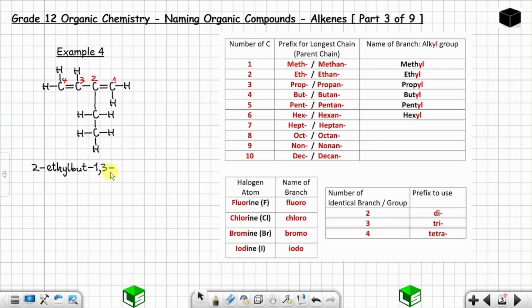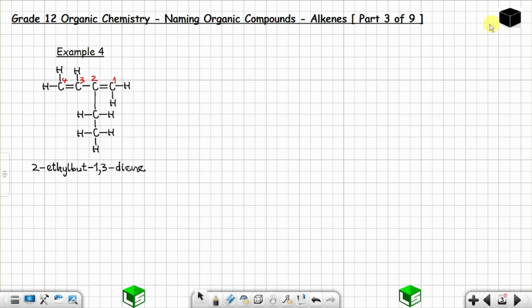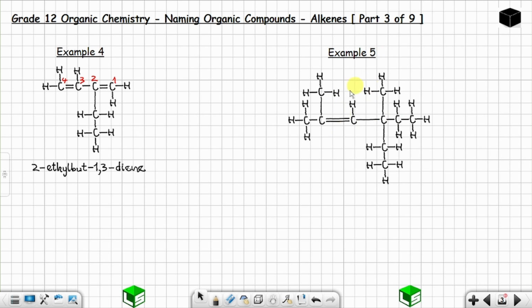Now you can follow this with the suffix di, ene. Okay, di because you have 2 groups, 1, 2. So you are going to use di and ene. Di, ene. Okay, let's look at example number 5. We are going to name this compound.